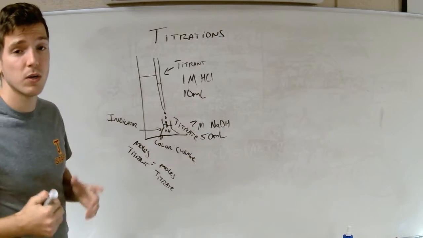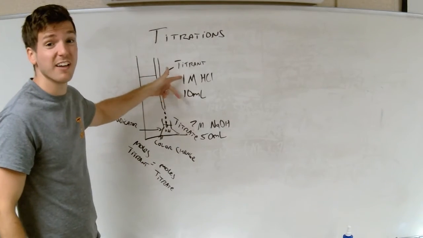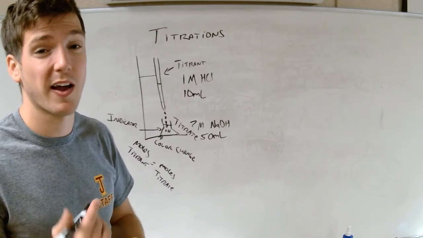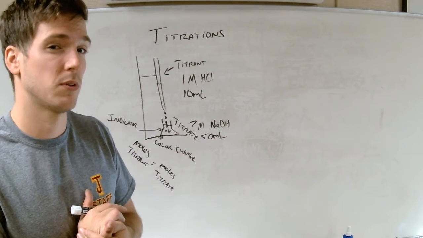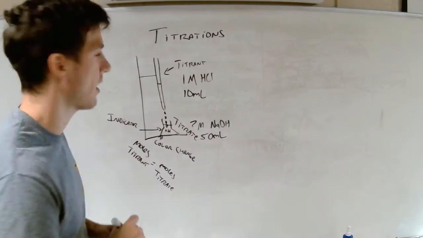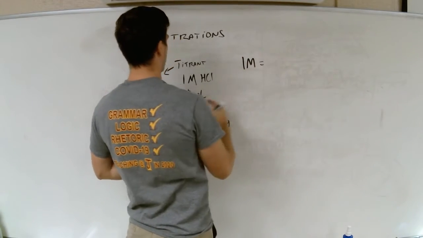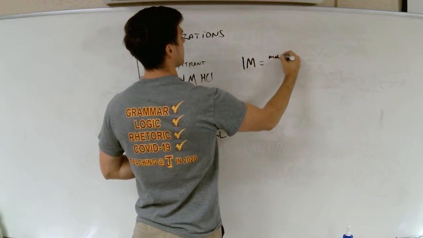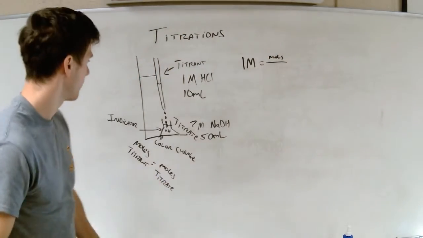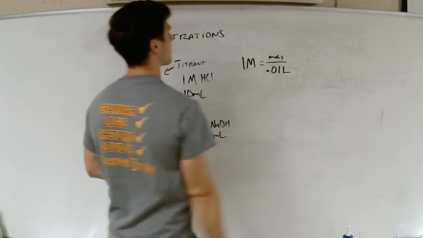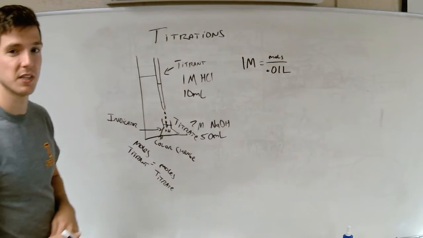Well, now, what can I figure out about this? I have molarity and I have volume. Well, if I have molarity and volume, I can figure out how many moles I used. Okay, so let's do that real quick. Let's figure out how many moles I used. We got 1 molar HCl. I don't know how many moles I've used yet, but I know that I've used 0.01 liters. Okay, remember it's got to be in liters.